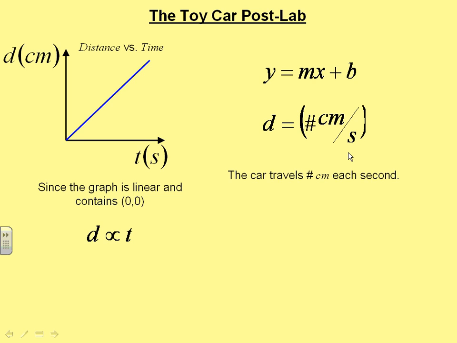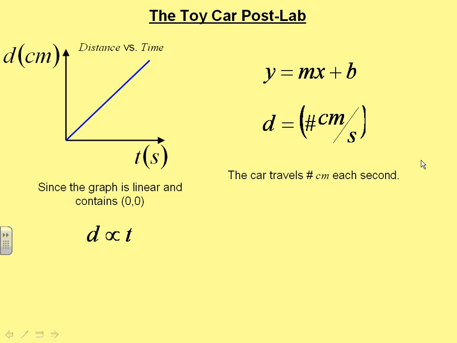Notice you might have taken your measurements every 3 seconds, every 2 seconds, every 4 seconds, but the slope is just per second, each second, or every second. Now, that's something we're going to generalize in just a minute here, because that's kind of an important idea, how far something goes every second.